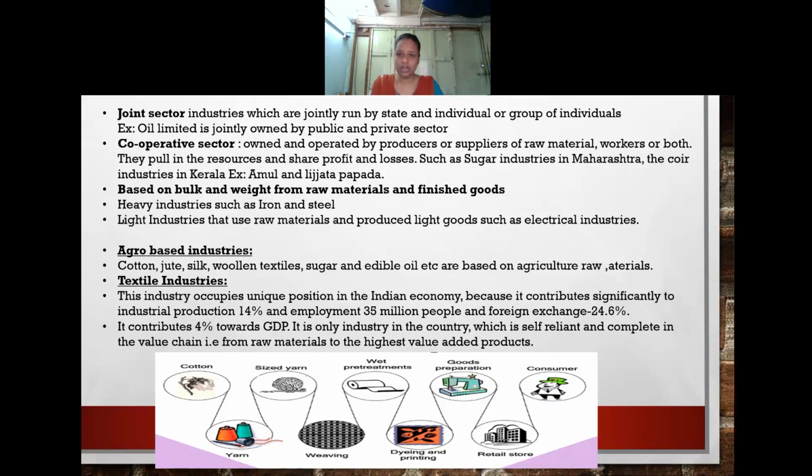So accordingly, in detail, we are going to learn about agro-based industry. This is based on raw material.